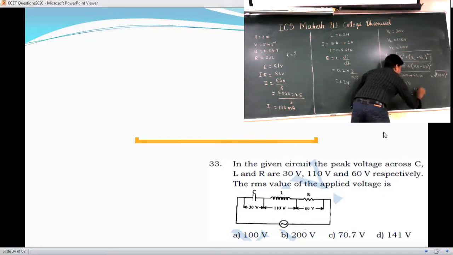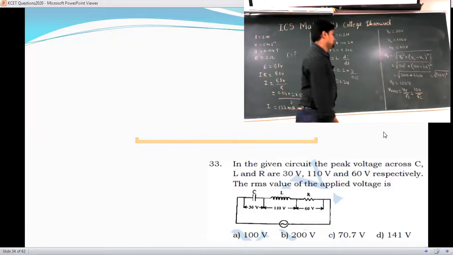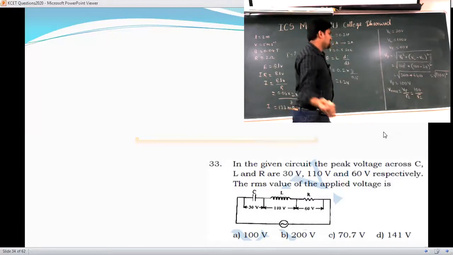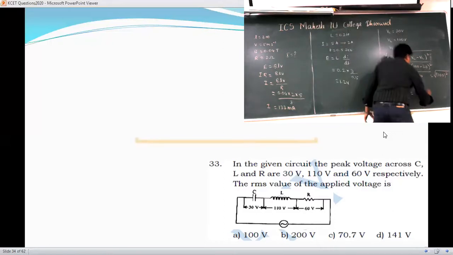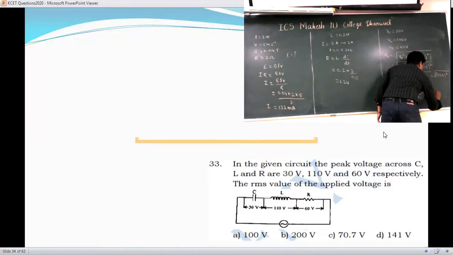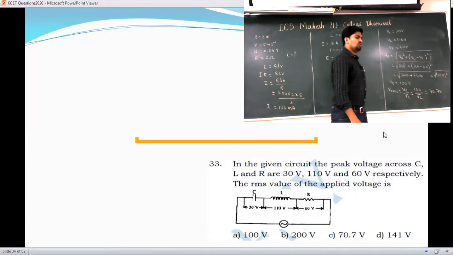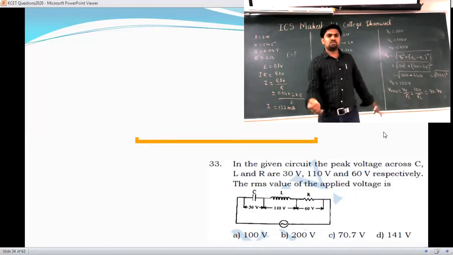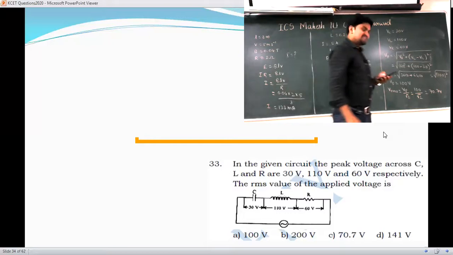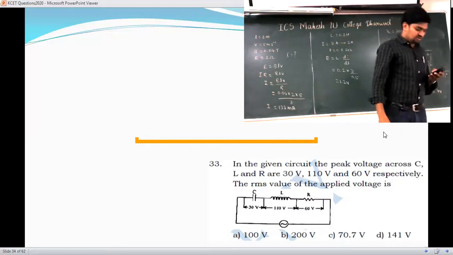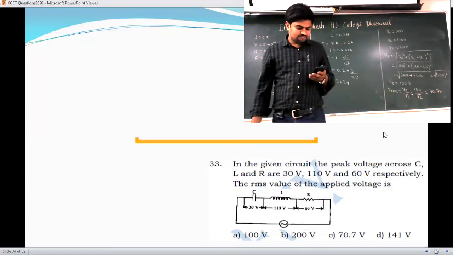So 100 divided by root 2. Okay, 100 divided by root 2, directly you can calculate. You will get around 70.7 volts. Or root 2, you can write it as root 2 into root 2, then also you can calculate that. So the answer should be option C, that is 70.7 volt. Okay, yes, go to the next one.